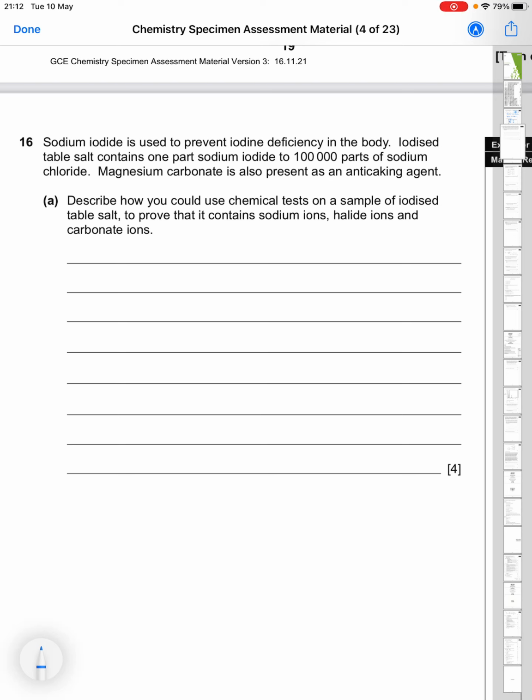Finally, number 16. So you know when you got to number 16 you're in the final stretch, because it's always the last question. So it says sodium iodide is used to prevent iodine deficiency in the body. Iodized table salt contains 1 part sodium iodide to 100,000 parts sodium chloride. Magnesium carbonate is also present as an anti-caking agent. So describe how you would use chemical tests on a sample to prove that it contains sodium ions, halide ions and carbonate ions.